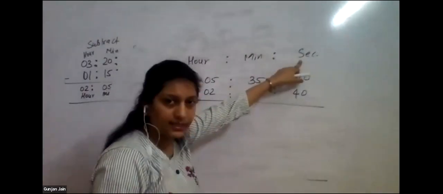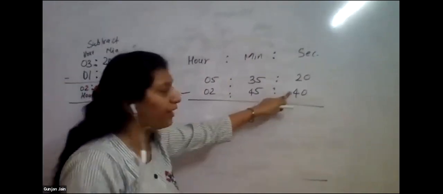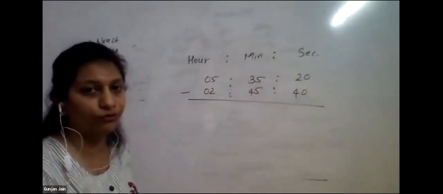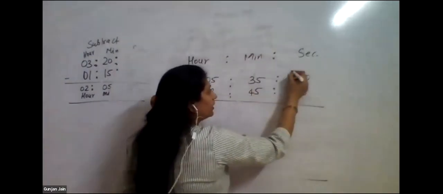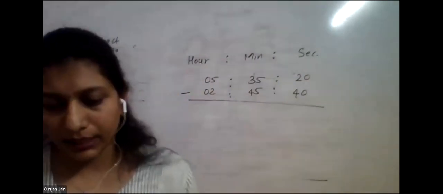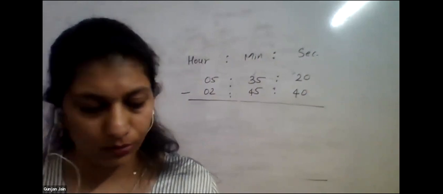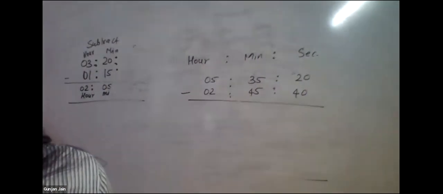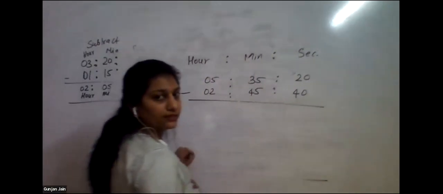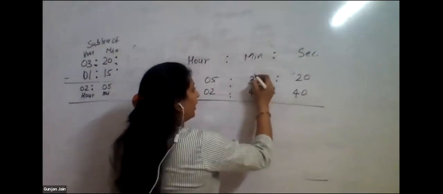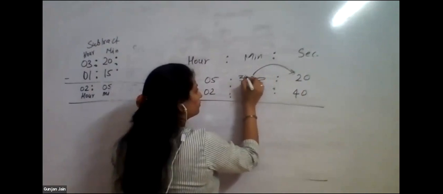First start with seconds. The top value is less than your bottom value. So you will take a borrow from this part. So you have taken a borrow from this. So that means how much have you taken? What will be the new value after taking the borrow? Okay, someone is giving me an answer. So when 1 minute is handed here, this becomes 34.